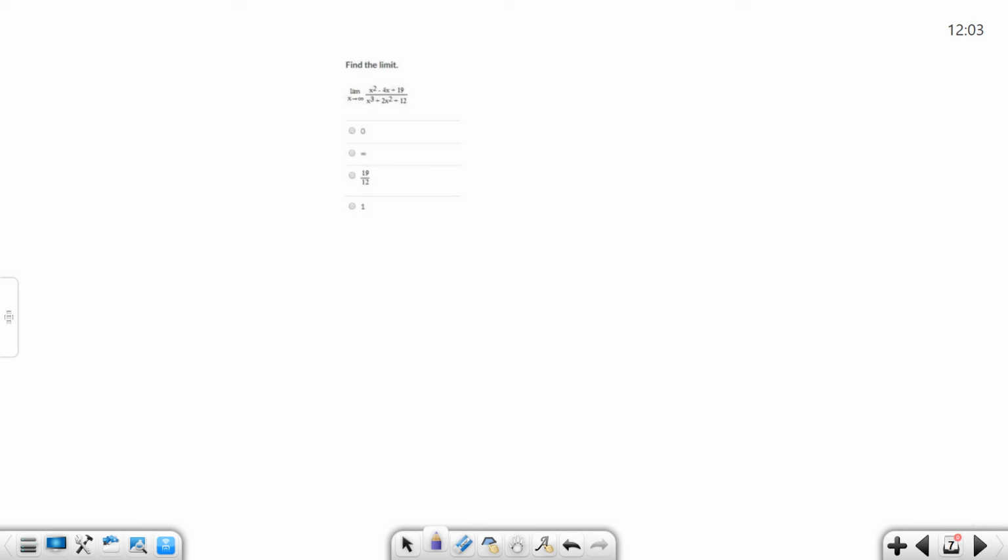Let's look at the next one. When I look at this one, I see my higher power is on the bottom. If the higher power is on the bottom, your limit is 0. So this particular part, limits at infinity, is just a matter of memorizing the rules.